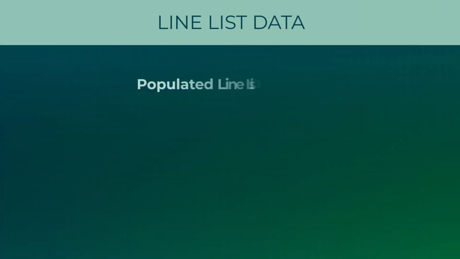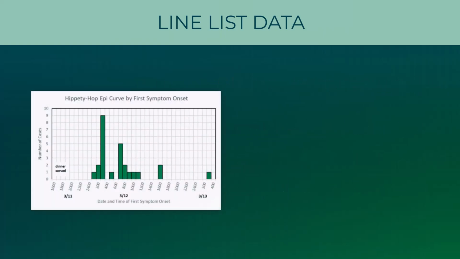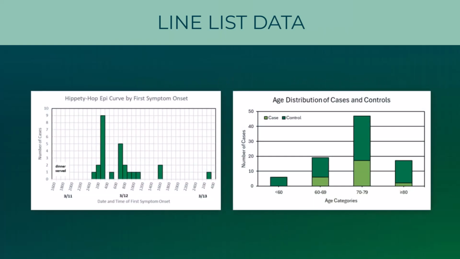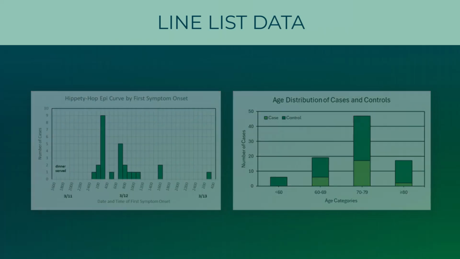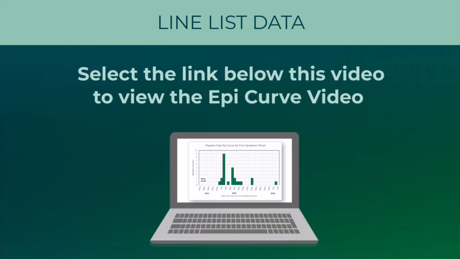Using the populated line list, there are a number of methods that can be used to organize, summarize, and analyze line list data. Epicurves and age distribution plots are very helpful data visualization tools that can be created from a line list. While we won't demonstrate these in this video, another Food Safety COE video on how to generate an epicurve from a line list can be found at the link.